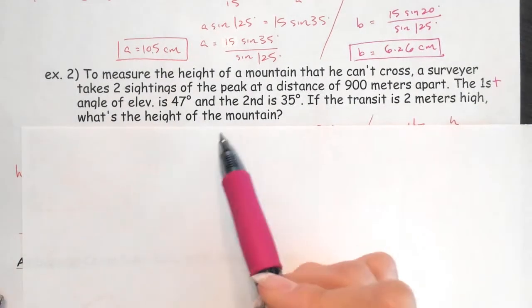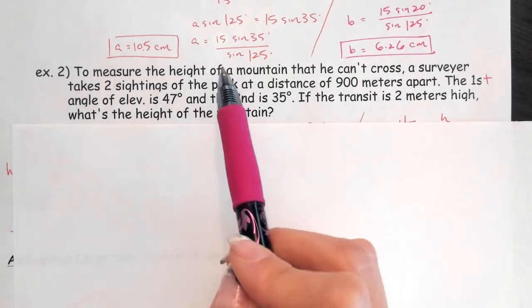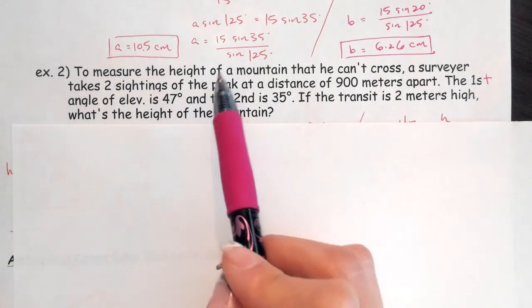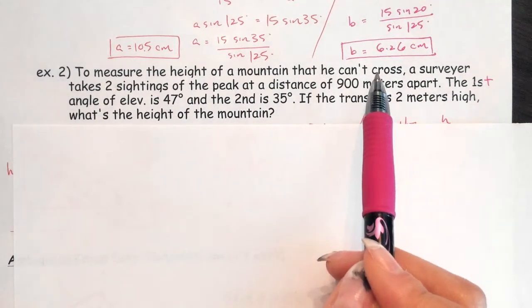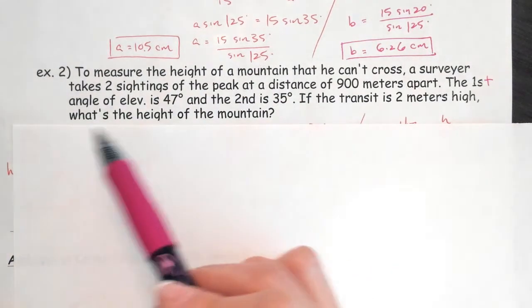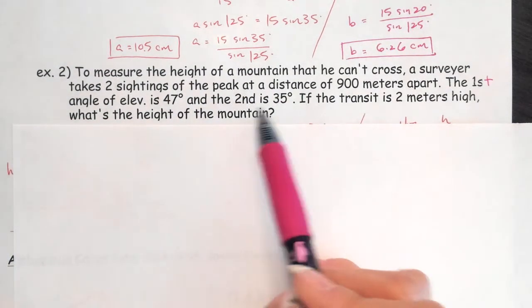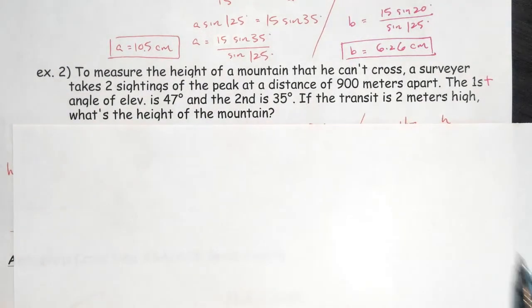Right now you are. But for homework, I would write something like: height, measure H of mountain, can't cross. 2 sightings, 900 meters apart. First angle 47, second 35, transit 2 meters high, H equals question mark. That's what I would write for the entire question for homework, okay?